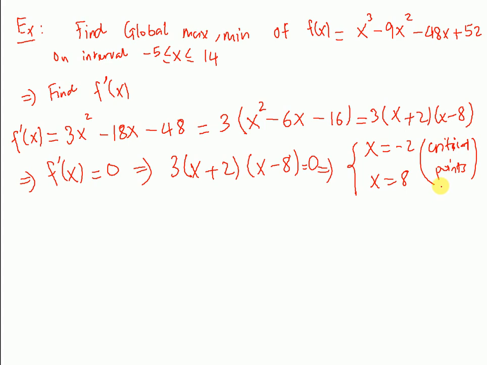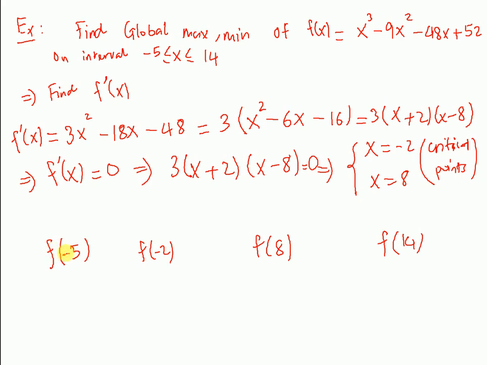Okay, now we need to test the values in order to see which one is the max and which one is the min. Don't forget the endpoints. We use the original function. We test f of the 2 endpoints, so f of minus 5 and then f of 14. We also test the critical points, so f of minus 2 from here and f of 8.